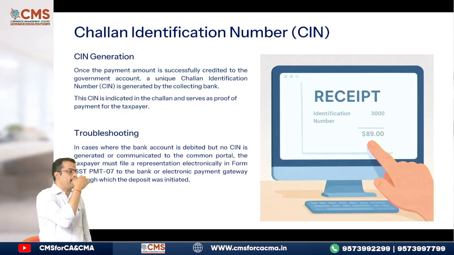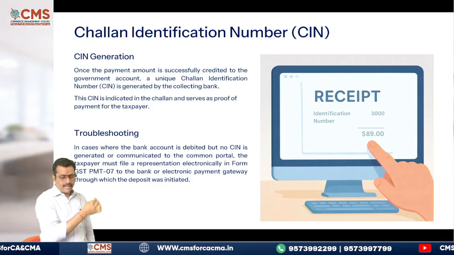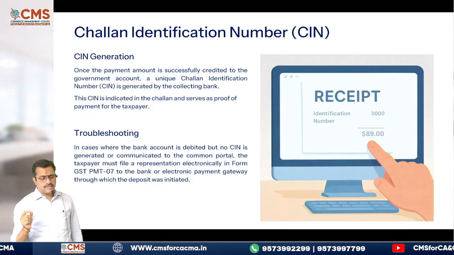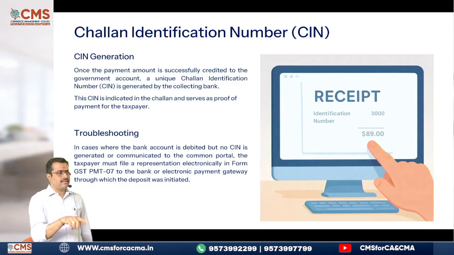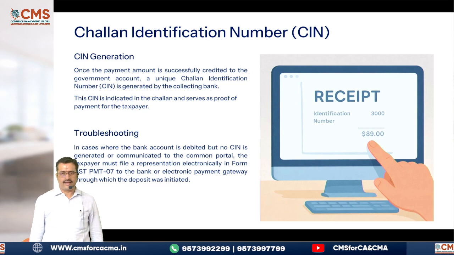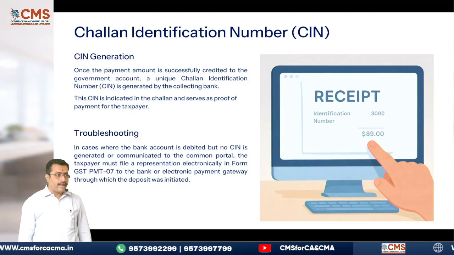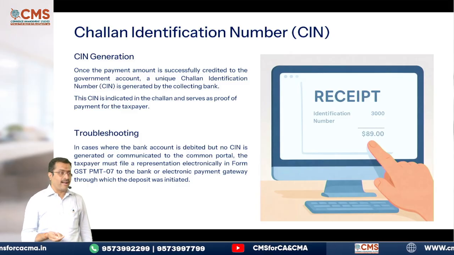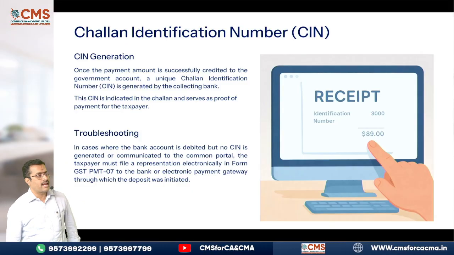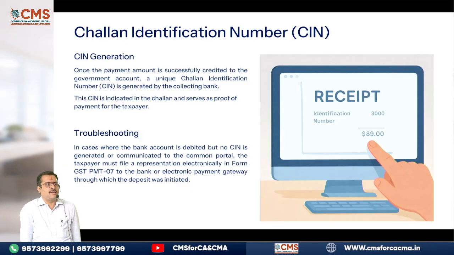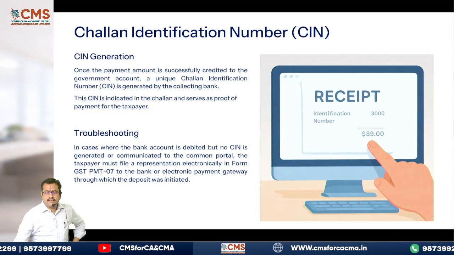Then this is the point I was telling you with regard to GST PMT 07. See there, once the payment is successfully credited to the government account, a unique challan identification number is generated by the collecting bank. This CIN is indicated in the challan. But see the next paragraph, troubleshooting. In cases where the bank account is debited but no CIN is generated, that is, no challan identification number is generated, what will happen? The taxpayer must file a representation electronically in GST PMT 07. Yes, and then only the problem will be solved.